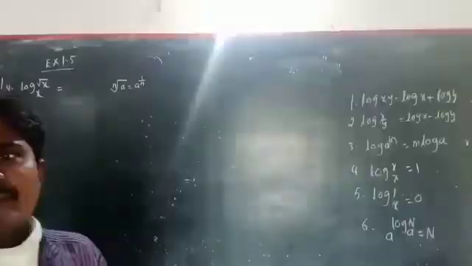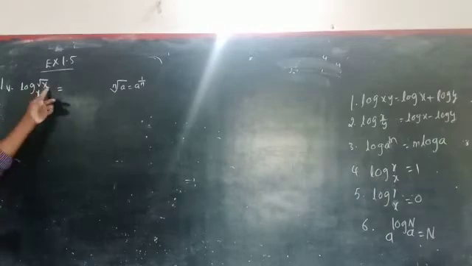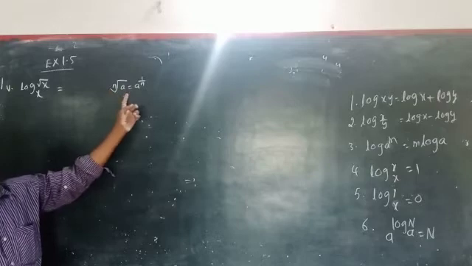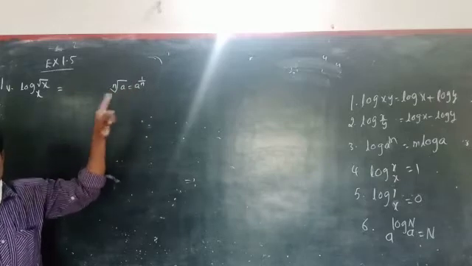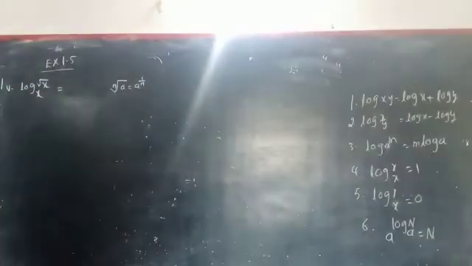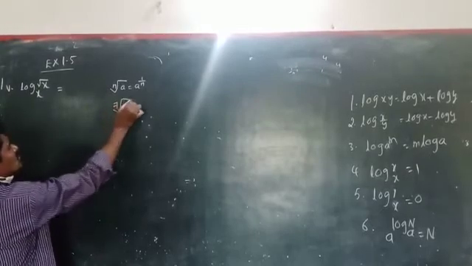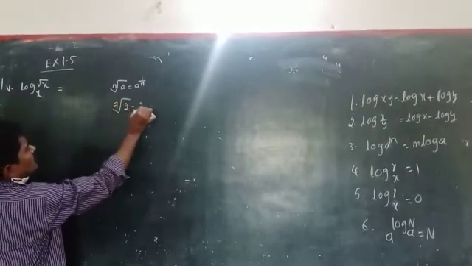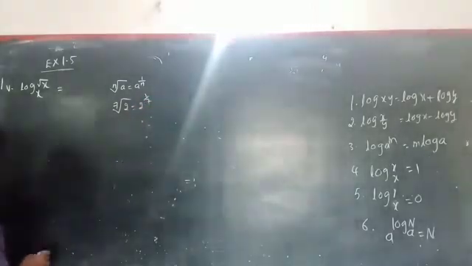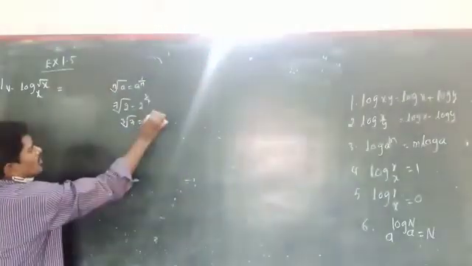Next, the fifth one, log square root x base x. Now how do you write square root x? We know the formula: nth root a is equal to a to the power of 1 by n. Seventh root 2 is equal to 2 to the power of 1 by 7. Next, cube root 7 is equal to 7 to the power of 1 by 3.